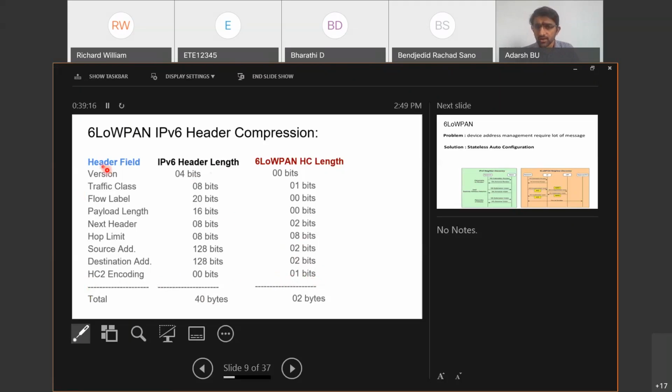So after all this compression, after removing all the unwanted stuff, like in a cleaning process, once we complete it we have saved 38 bytes. The total IPv6 header length is 40 bytes, and after the complete compression of the 6LoWPAN header, we have saved 38 bytes, and we only want 2 bytes.